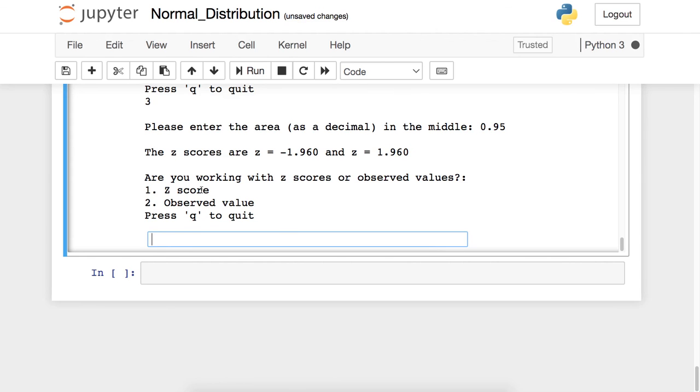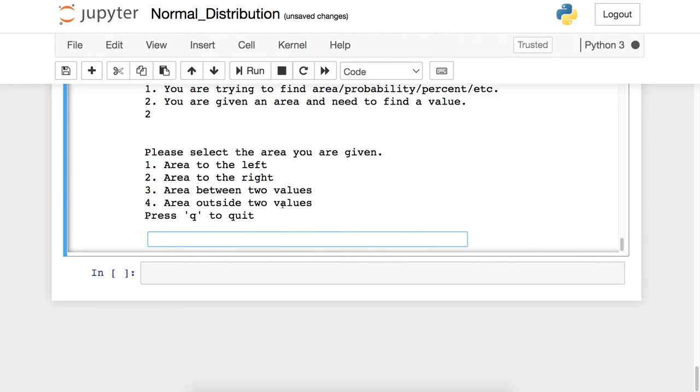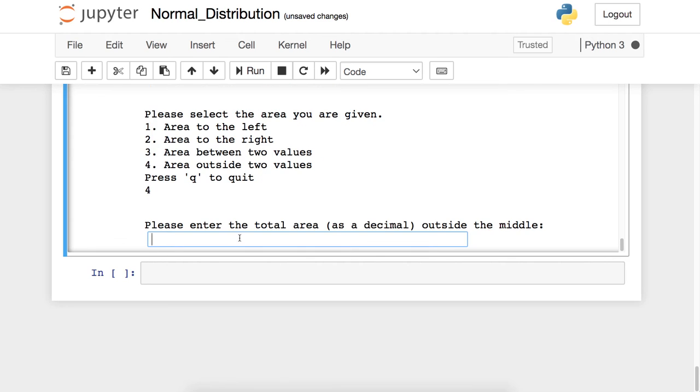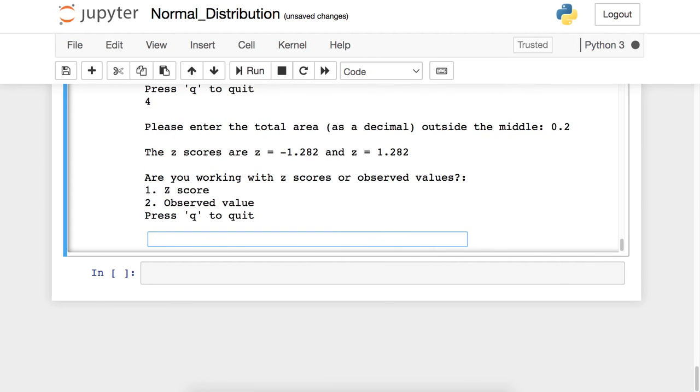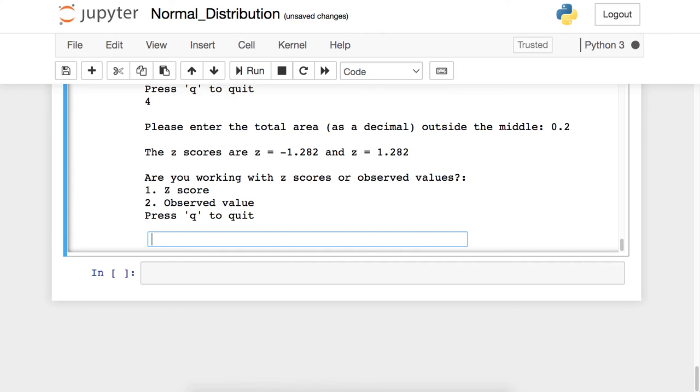So we're working with z-scores again, and we're given an area, so option 2. And this time it's the area outside the two values, which was 20%, so we can select option 4. And the total area outside is 0.2, which gives negative 1.282 and positive 1.282. So plus or minus 1.282, which again is what we'd get for the 80% in the middle, which I think we've done already.